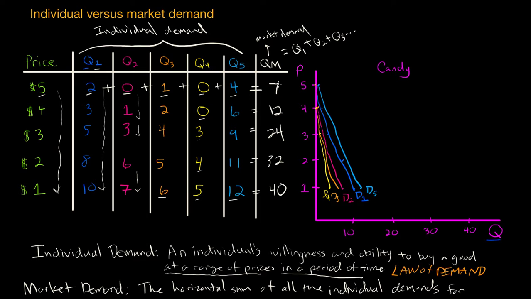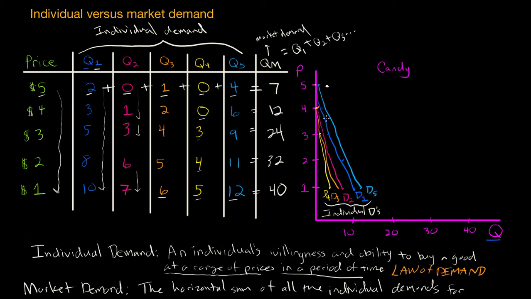So finally, we can plot our market demand for candy. And what we'll see is that it is the sum of all the individual demand curves. So these were my individual demand curves. Those are the individual demands. And market demand is going to be as if I compounded all of those. I'll plot my different points here.